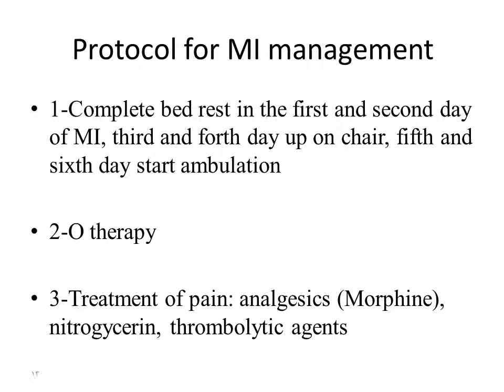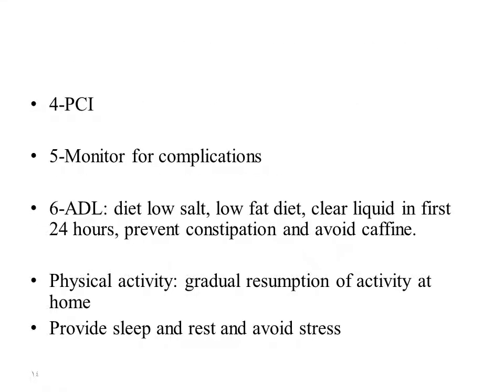Drug therapy: treatment for pain with analgesic like morphine, nitroglycerin, and thrombolytic agent. PCI: monitor for complications, activity of daily living, diet, low salt diet, low fat diet, clear liquid in the first 24 hours, prevent constipation and avoid caffeine. Physical activity: gradual resumption of activity at home, provide sleep, rest, and avoid stress.